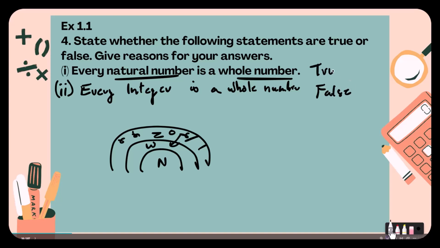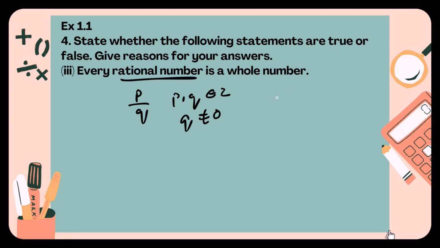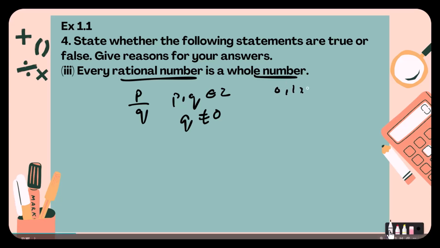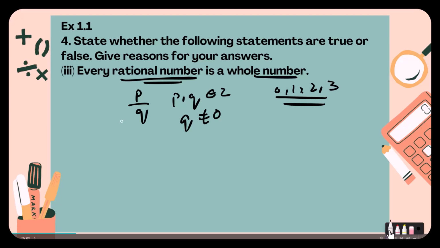All right. Now what's the third one? Every rational number is a whole number. Rational numbers are of the form p by q, where p and q belong to integers, q is not equal to 0. I'm repeating this again and again so you guys get a hang of it and understand. Okay, so 0, 1, 2, 3, 4 are whole numbers, right? So every rational number, is it a whole number? No, we have fractions, right? Whole numbers are not fractions, correct? So 3 by 5 is a fraction. Minus 3 by 5 is also a fraction with integers, right?